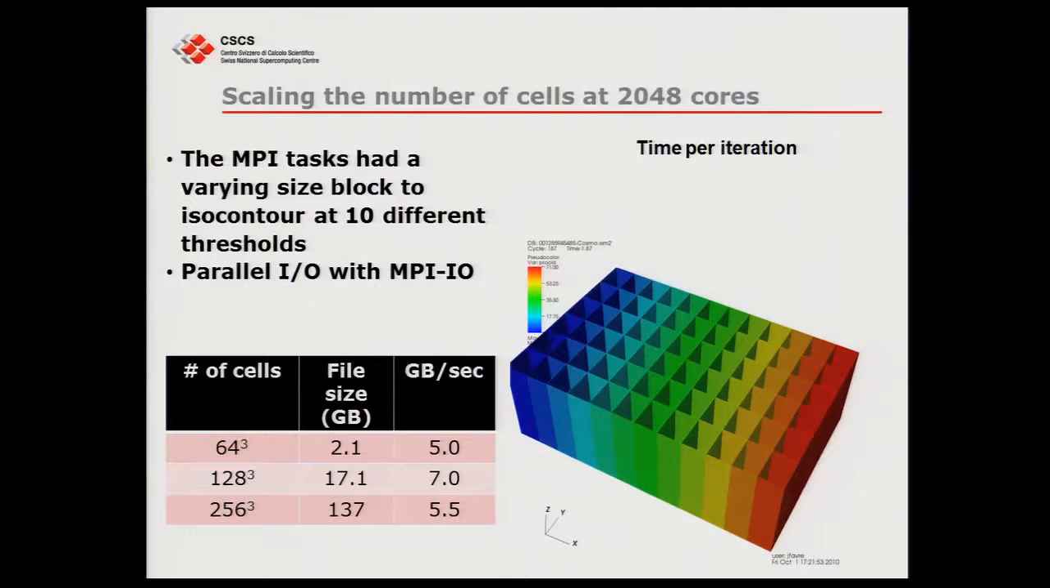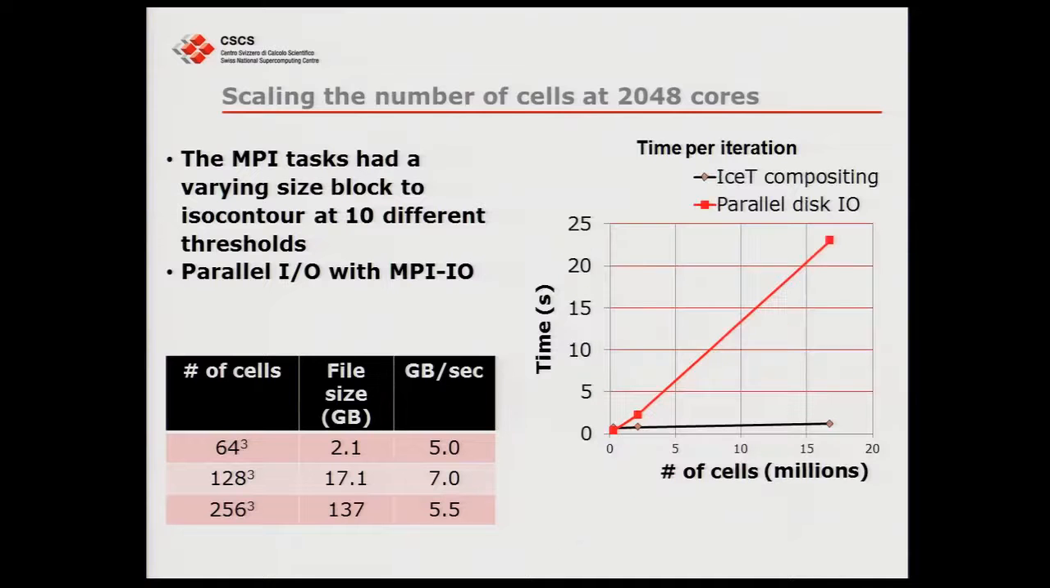If now I change the size of the block per core, I would get to a total file size of 140 gigabytes. And this time, the in situ visualization wins completely. This is my scalability time for the in situ visualization. And this is the cost of doing I/O to the file system.